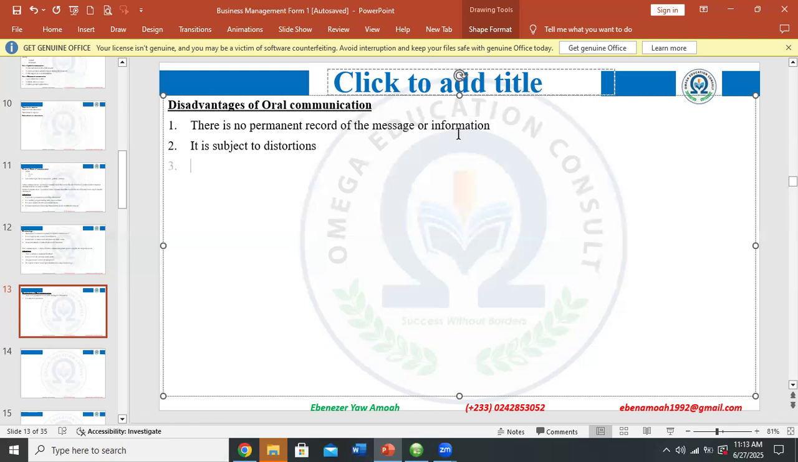The next point is that the mood of the sender can affect the message. And even the receiver, the mood of the sender or the receiver can affect the message. Imagine you are talking to somebody and they say, oh, please, I'm angry. But if it's a written one, the person can wait. When he's free, he can read it, right? So the mood or the state of the sender or receiver can also affect the message.